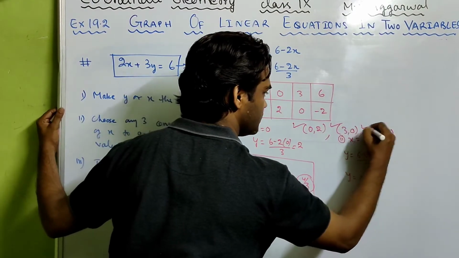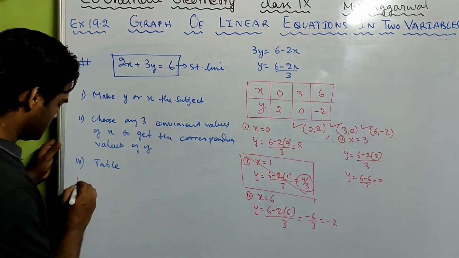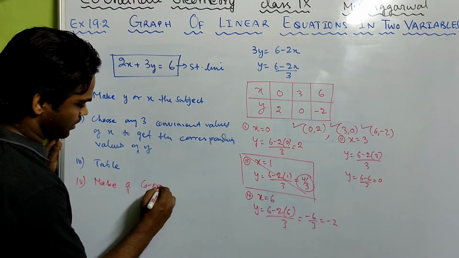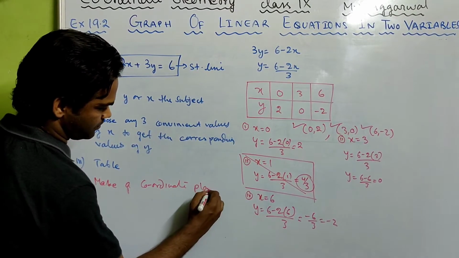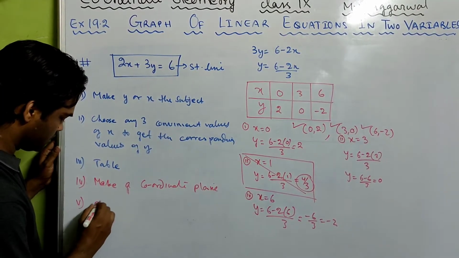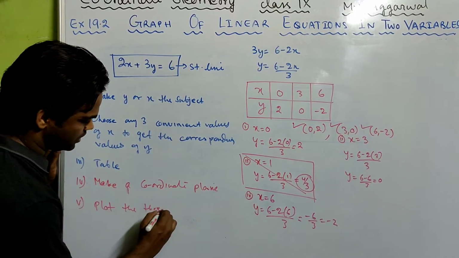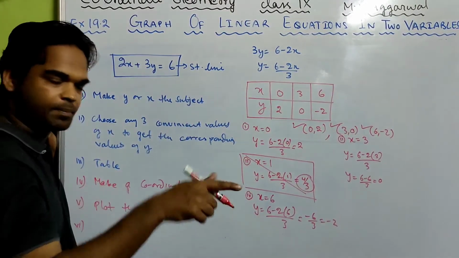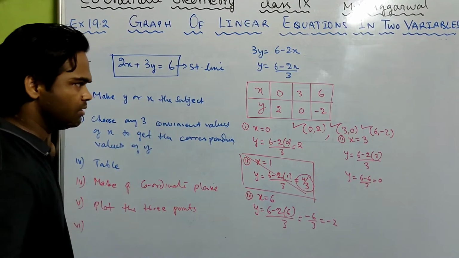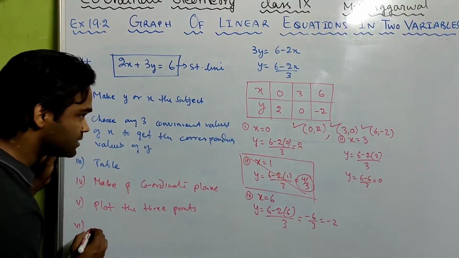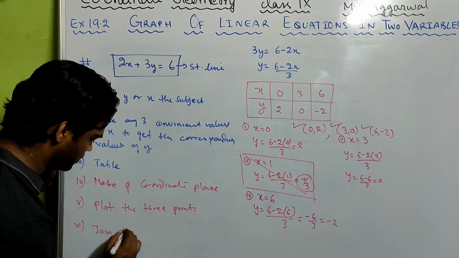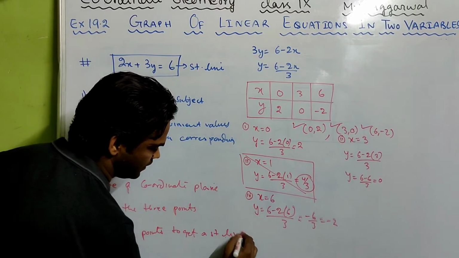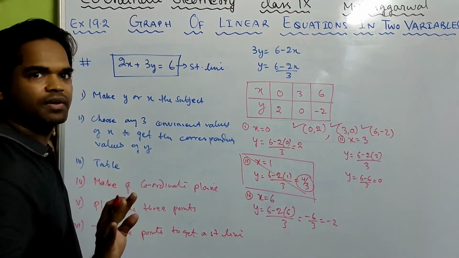Now make a coordinate plane, plot the 3 points, join them. We'll plot these 3 points in the coordinate plane. We've already covered what a coordinate plane is in the previous video, okay? Plot the 3 points, join the points to get a straight line. If it's not a straight line, it means you have made a small error somewhere.